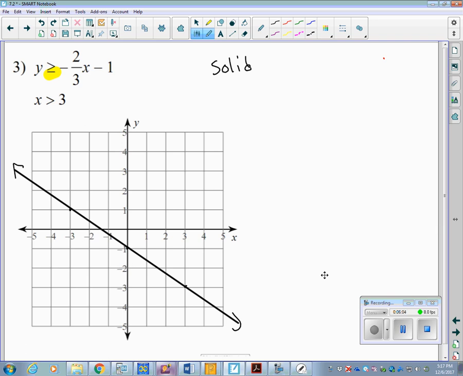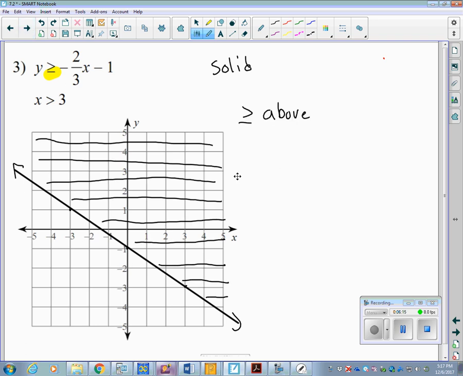Okay, and now what I want to do is go ahead and see which way I'm going to shade. Since it's greater than, I want to shade above this way. So I got some horizontal lines here, so I can shade above.